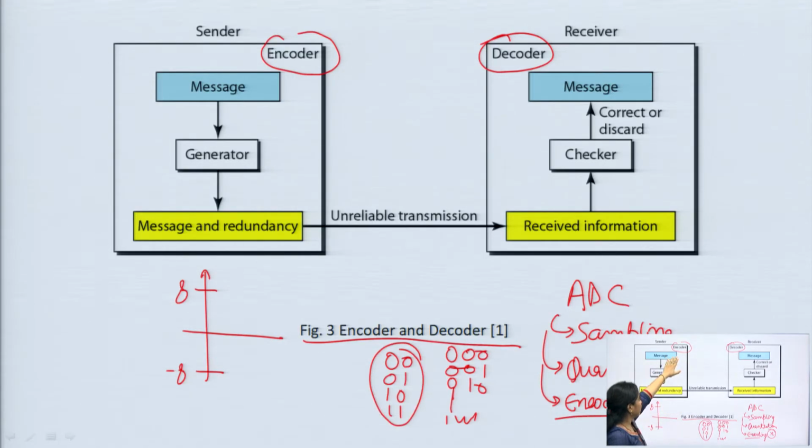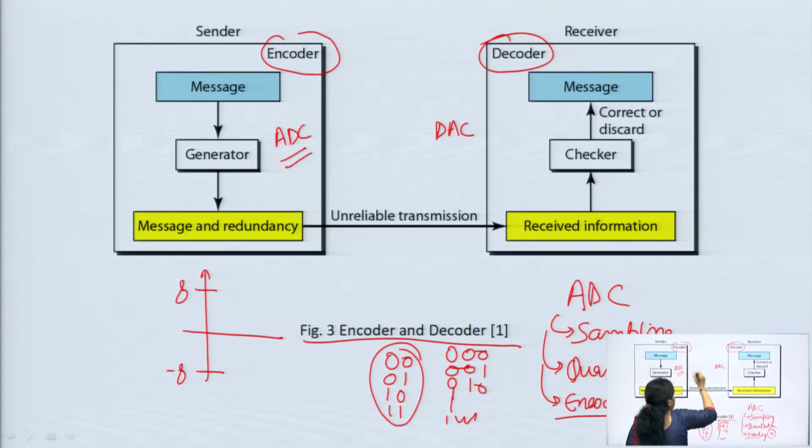You can understand that this is the encoder, and at the receiver side you have to convert the digital information back to its original form, that is, the analog form. So you have to convert back from digital to analog. At the receiver side you have to use the DAC, and at the transmitter side you have to use the ADC. This is the main part of the communication.